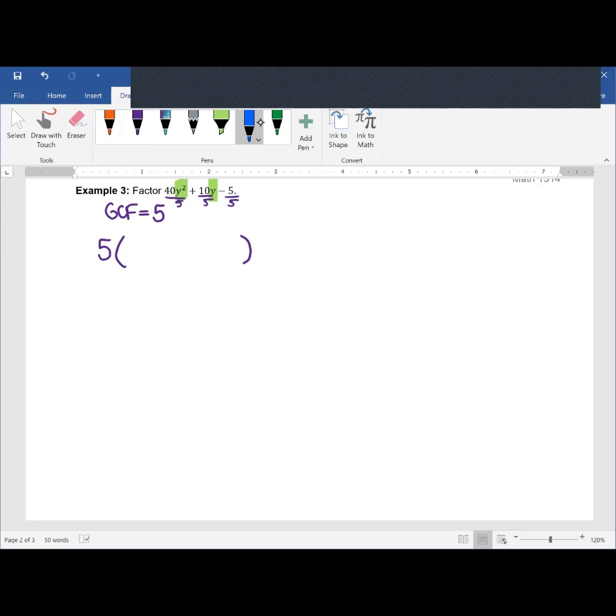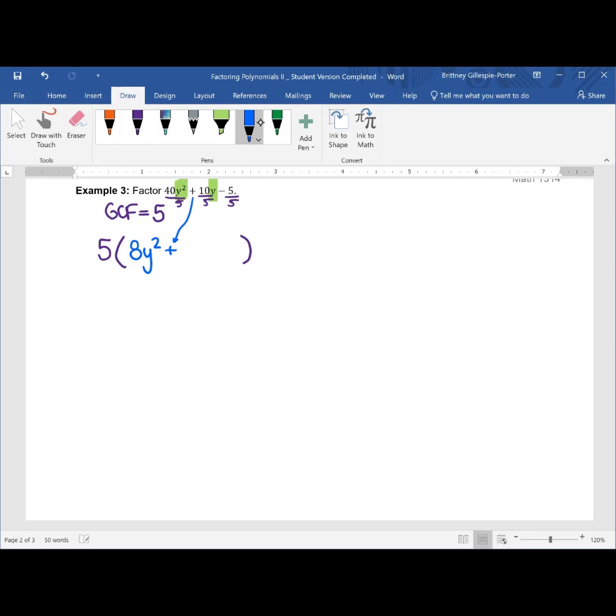40 divided by 5 gets me 8. My y squared comes with me. Bring down the plus. 10 divided by 5 gets us 2 with the y. Bring down the minus. 5 divided by 5 gets us 1. Bring down your signs first, and then you know something has to go after it. We're not going to have 3 terms drop down to 2 terms. Okay, you have to have the minus 1.